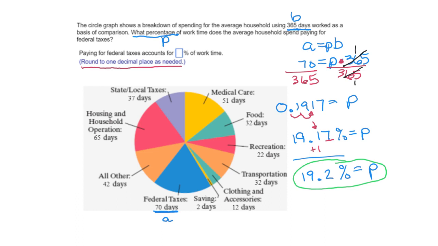All right, so once again, go through the reading and identify what they gave you. If they're asking you for a percent, then you're looking for your amount and your base in the reading.